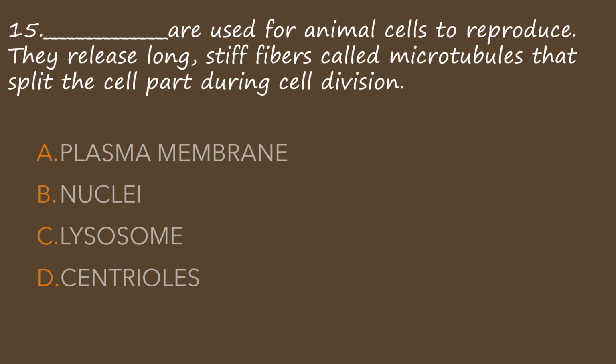Number 15. Blank are used for animal cells to reproduce, and they release long, stiff fibers called microtubules that split the cell apart during cell division. A. Plasma membrane. B. Nuclei. C. Lysosome. And letter D. Centrioles.